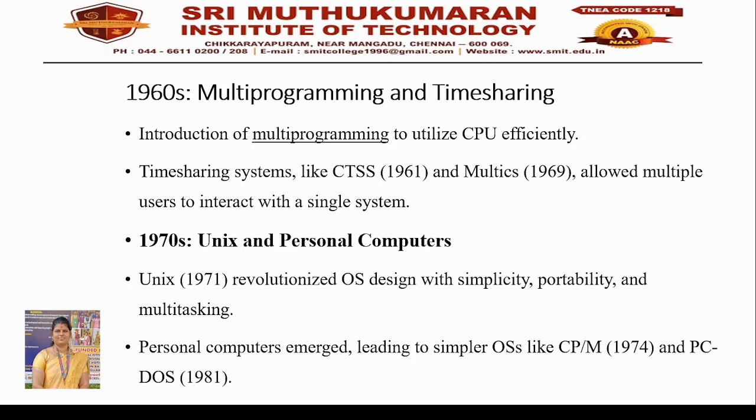1970s, Unix and personal computers. Unix revolutionized operating systems, designed with simplicity, portability and multitasking. Personal computers emerged, leading to simpler OS like CP/M in 1974 and PC DOS in 1981.